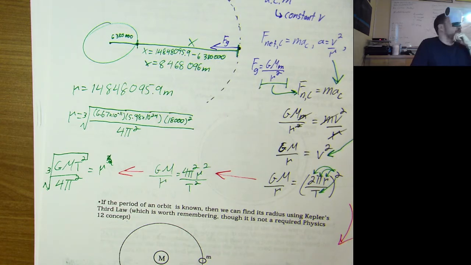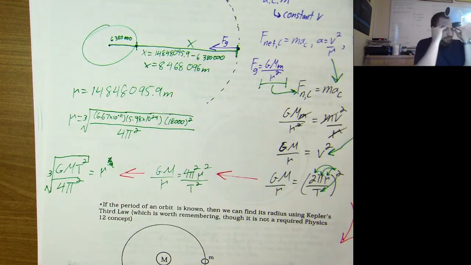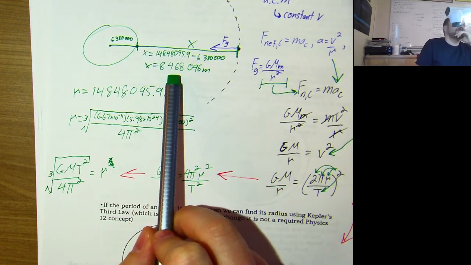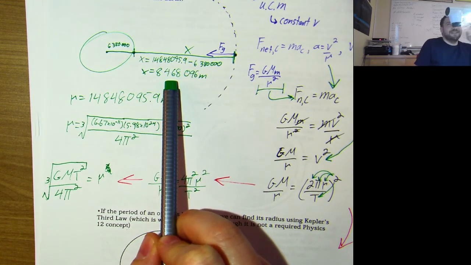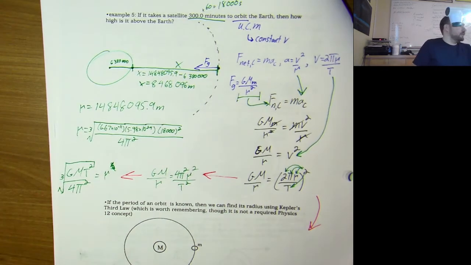Which means we could fit another Earth between the Earth and the satellite. Oh, that's not true. I lied. Ignore what I just said. No, because this would have to be 12 million. I mixed up the radius and the diameter for a second. Okay, this is our result, though. Okay, we cool with the procedure?